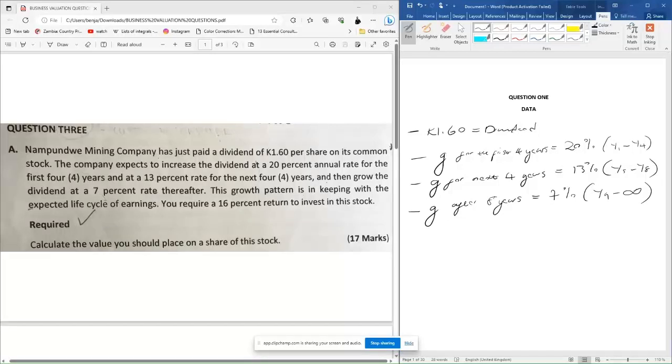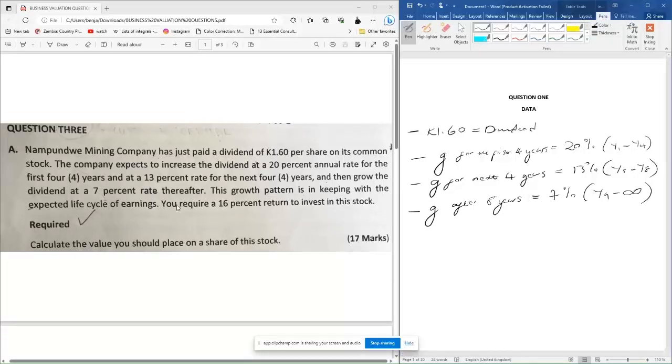growing, when it's going to stop growing at 7%. Is it going to decrease further, or is it going to increase and whatnot? We have no idea. But for now, we know that after 8 years, our dividends will be growing at a rate of 7%. So that's from year 9 to infinity. Now we have collected our data. Wait, there's one more thing.